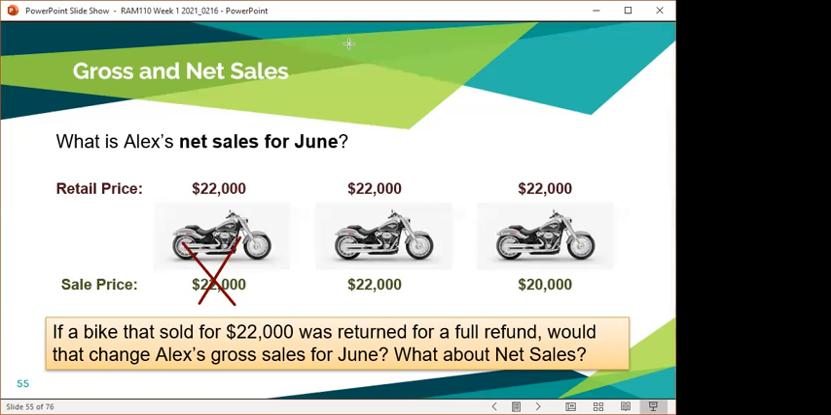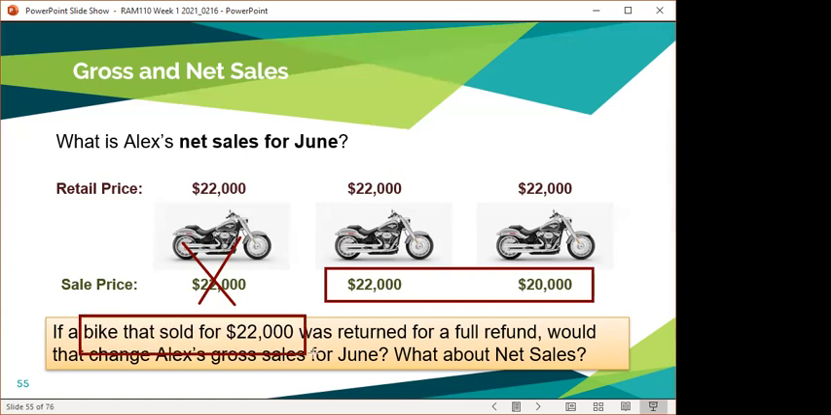Hold on, or excuse me, the adjusted net sales. Let me get my little drawing. Here we go. It is 22,000 plus 20,000. So 42,000 would be the adjusted net sales for June. Why? Because a bike that sold for 22,000 was returned for a full refund. All right, so if that happened, net sales would reduce.